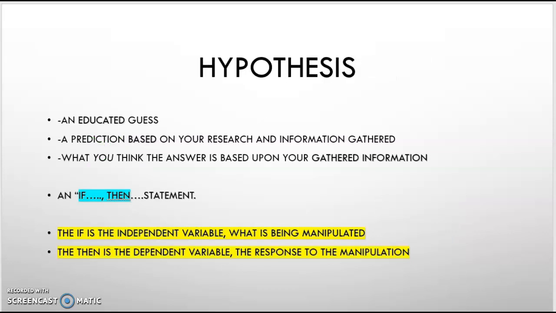So now we get to our hypothesis, which we talked about last week in quite a bit of depth. But this is the 3rd step of the scientific method. And we already talked about how it's an educated guess and a prediction based on research and information gathered. It's also what you think the answer is to that research question based upon all of that information you gathered. So that is how the first 3 steps of the scientific method are related.